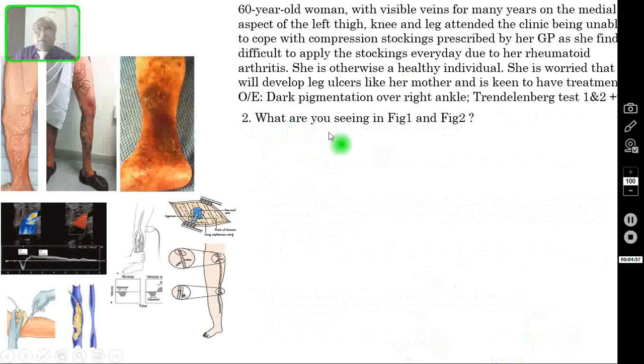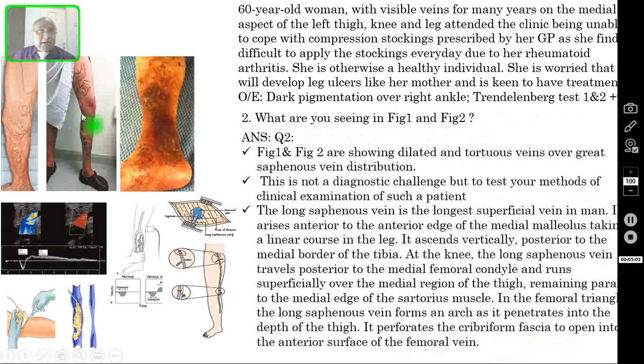Question number 2, what are you seeing in figure 1 and figure 2? This is figure 1 and this is figure 2. Figures 1 and 2 show dilated tortuous veins over the great saphenous vein distribution. In the second picture, you can see they have marked the dilated veins with indelible ink, because when you keep the patient in supine position for surgery, these veins will collapse, so you may not be able to identify them. That is why you have to mark them with indelible ink.